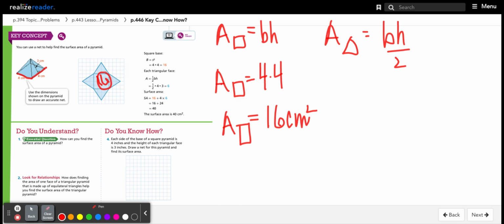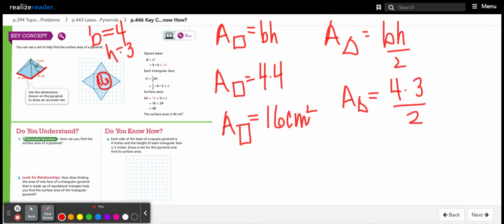So again, my base is going to be 4. So the base is 4 for the triangle. The height, look in the picture. What's the height of the triangle? The height of the triangle is 3. So now let's plug that into our formula. The area of the triangle is 4 times 3 divided by 2. So the area of 1 triangle is 6 centimeters squared.